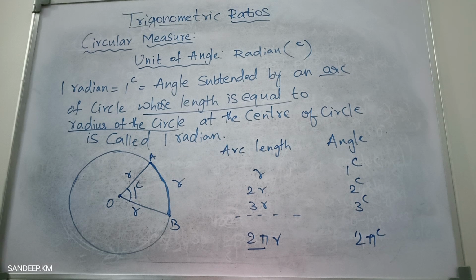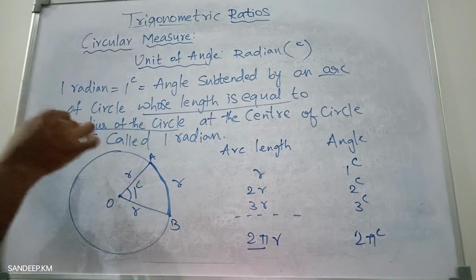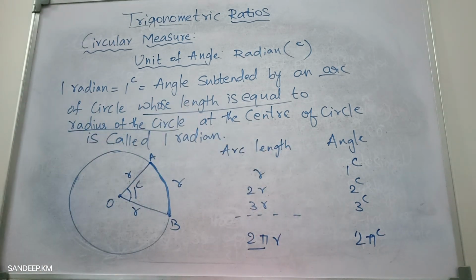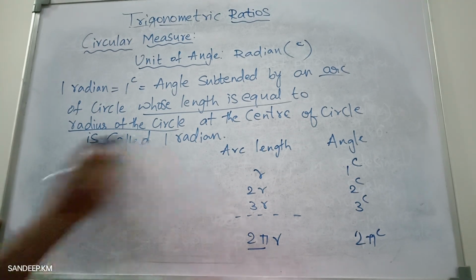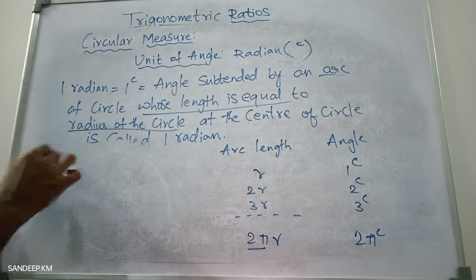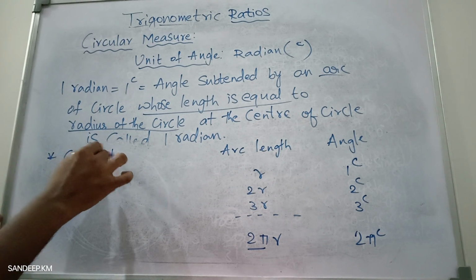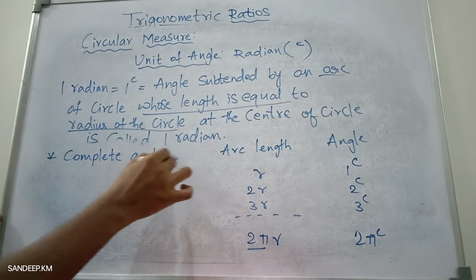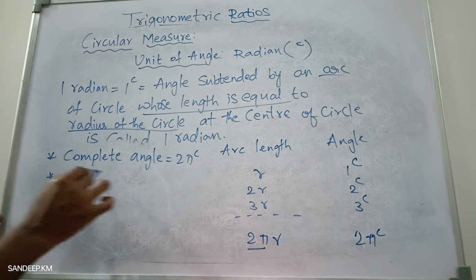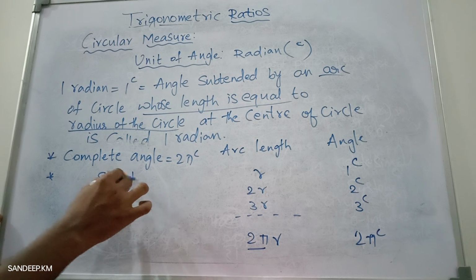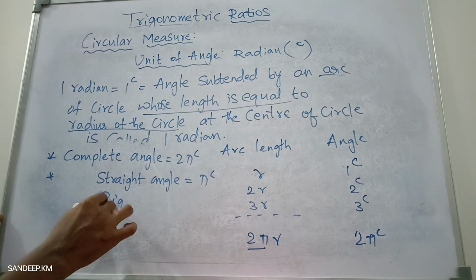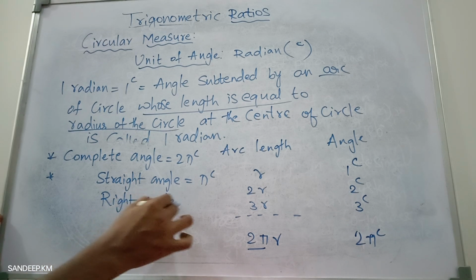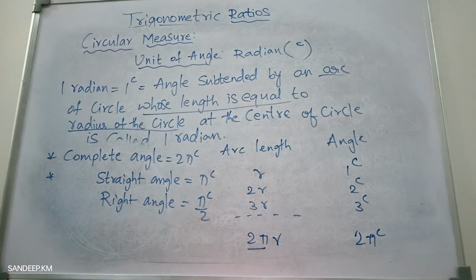From this we can say that the complete angle in this particular measurement is 2 pi radians. Let me write it here. Therefore, in this particular measurement, complete angle is 2 pi radians, and straight angle will be pi radians, and then right angle is again half of the straight angle, which is pi by 2 radians.